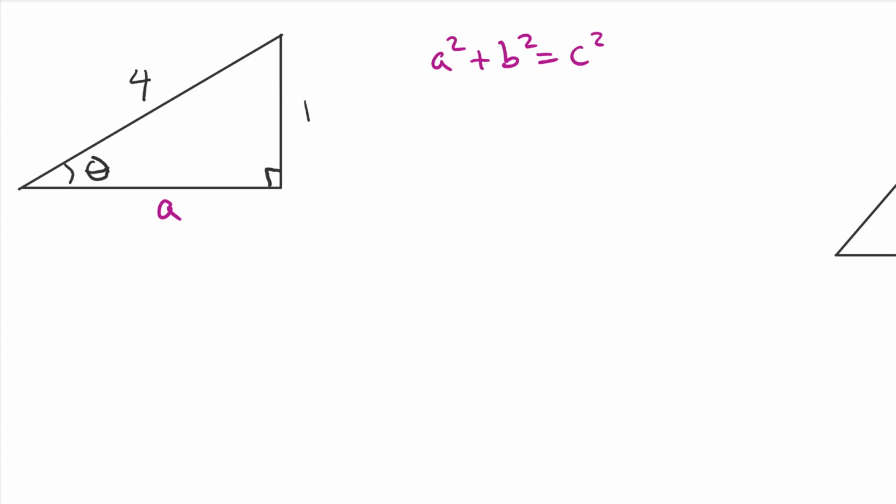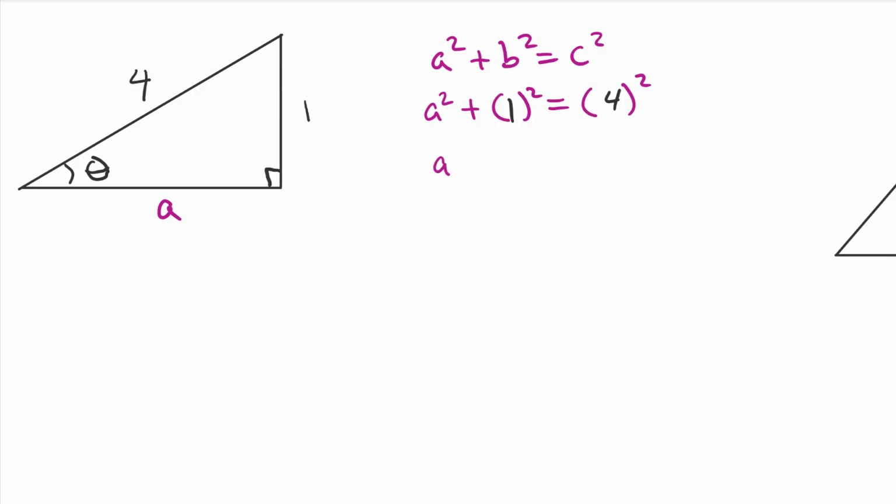Well, a being the adjacent or the opposite makes no difference. That's arbitrary. The only thing that matters is c is the hypotenuse. That's the only one that matters. So we can say a squared plus, and instead of writing in b, let's write in 1, the other leg, the opposite, is equal to our c squared. Well, that's our hypotenuse, or the 4.